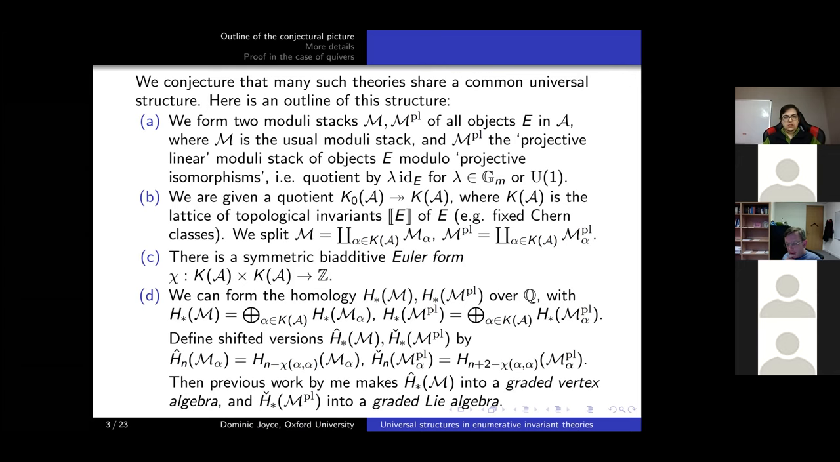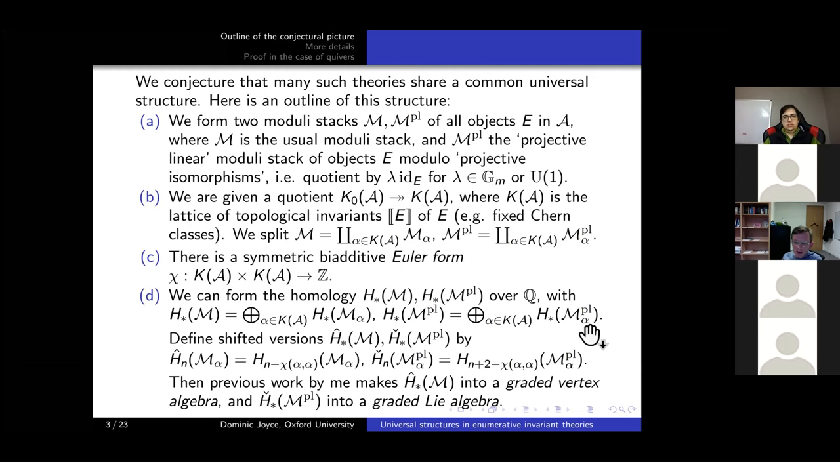Yeah, there is a morphism. Well, so there's a morphism from M into MPL. That gives you a morphism from H star of M into H star of MPL. Most of the time, this is actually surjective, and you can regard the MPL homology as a kind of quotient of the M homology by a kind of ideal. That's not true in the derived category case when alpha is a zero class. But for almost all non-zero classes, the morphism from this homology group to that homology group is surjective.